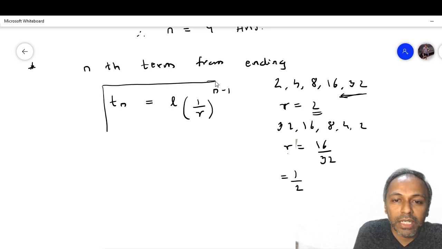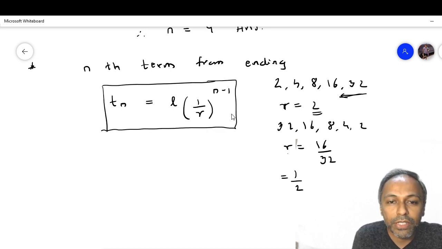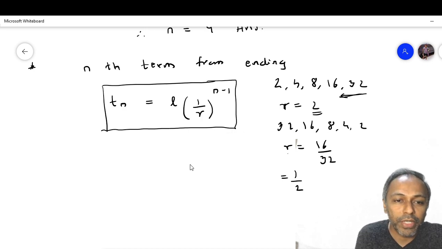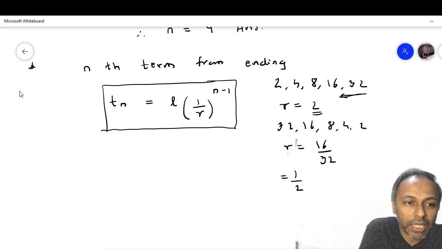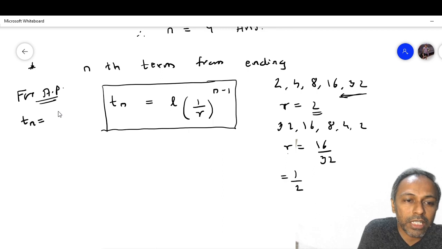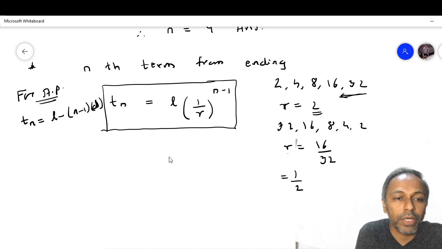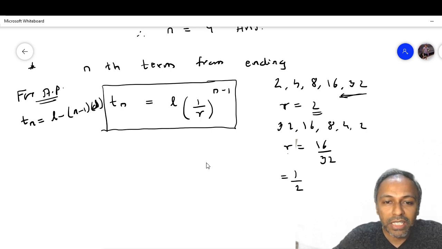Now let us take an example. We would advise you to keep this in your memory. Recollect for an arithmetic progression, for an AP, I'm just trying to recollect for you, we have done this in an earlier video, Tn is equal to L minus (n minus 1) into d, if you can recollect that.